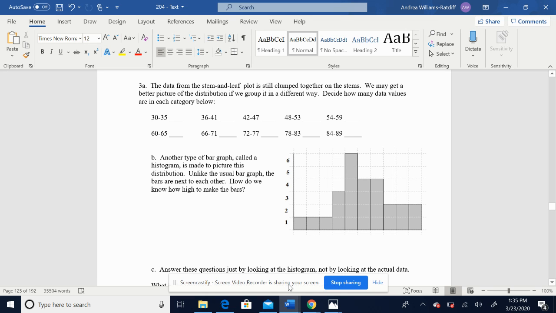Okay, so we're moving on to look at question 3 here. If we noticed in that last question too, the stem and leaf plot was handy to be able to look at that data, and it did preserve all the numbers. Looking at it, we were able to see each of the individual numbers, but they're still kind of clumped together. Remember, we said the data was all clumped towards the center. So it might be a better picture if we try to group it differently.